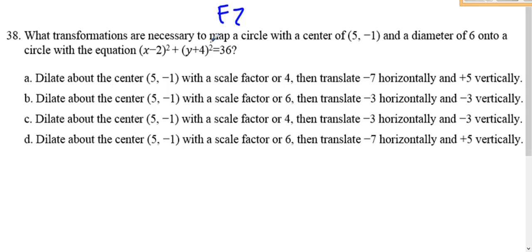What transformations are necessary to map a circle with center 5, -1, and a diameter of 6? So we know the center. We want to know the radius. The diameter is 6, the radius is 3. And then for this other equation, we need to know the center. So you change the signs on here. So this is a +2 and a -4. That's our center. And the radius, that's r squared, so the radius is 6.